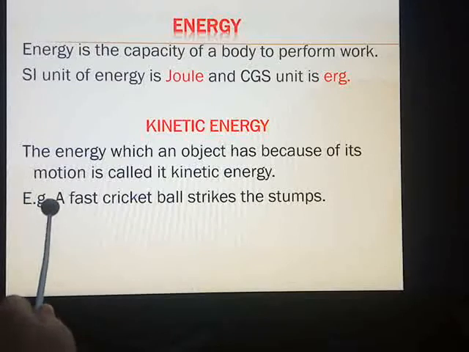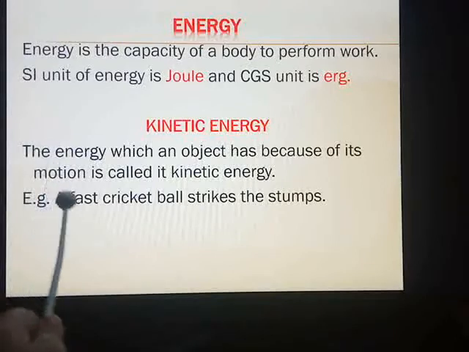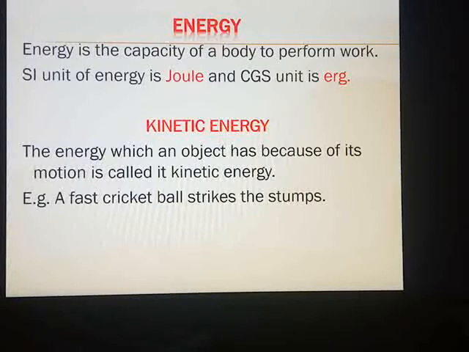For example, I had told you during a cricket match, a fast bowler bowls a ball and the stumps are hit, the stumps fall off, the batsman is declared out. So a fast cricket ball strikes the stumps. Now this energy is gained by the ball because of the movement of the bowler. Or when you play carrom, the striker hits a coin. So because of the movement, the energy is possessed by the object, that is kinetic energy. So you can say that the energy which an object has because of its motion is called its kinetic energy.